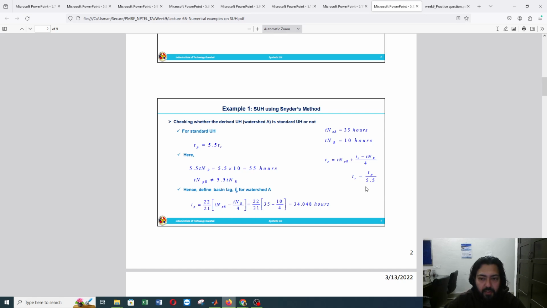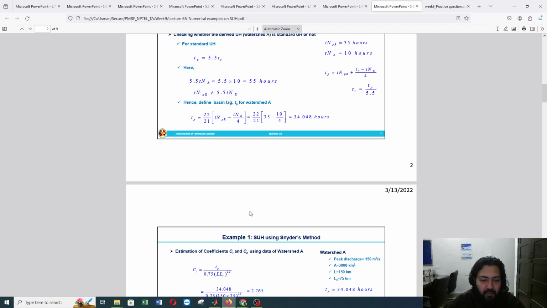And the derivation of this equation we have seen in the theoretical class, right? So this is the equation that we have used, and we have made the correction to this basin time lag of 55 hours, and it comes out to be around 34 hours, right? So this is the updated basin time lag, that is 34.048 hours.